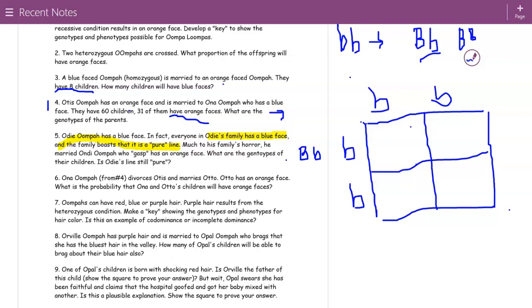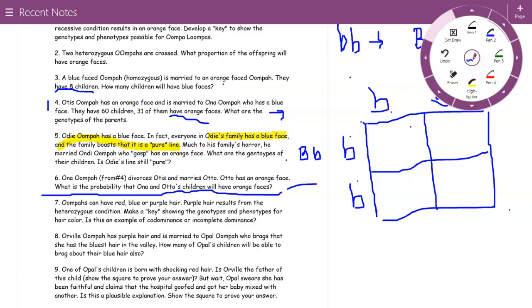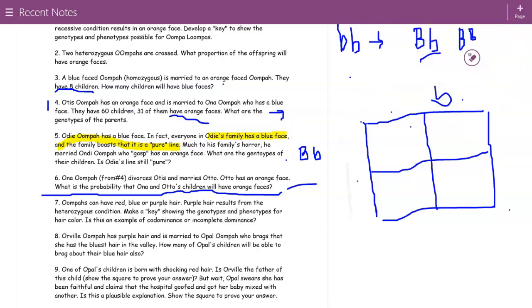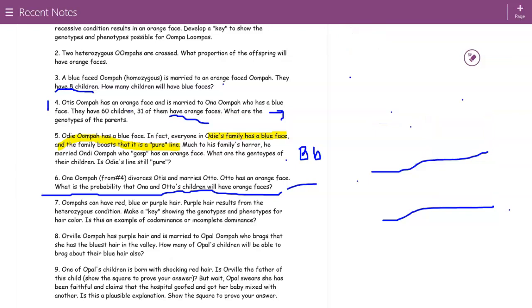Okay, so here are Otto's genotype and Ona's genotype. There's no way that they could have any children with blue faces. All right, now we are going to draw a line. And now we are going to get into what is called codominance. Fun, fun, fun.